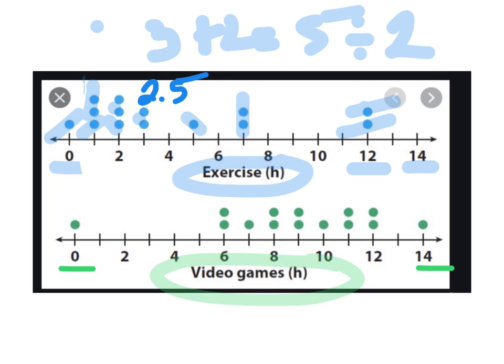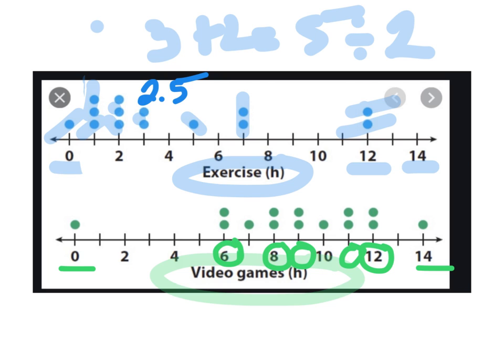Well, which one's the most often? Which is the mode? Well, you have a couple of them here. We have 6, 8, 9, 11, and 12 all coming up the same amount. So they're all the modes.